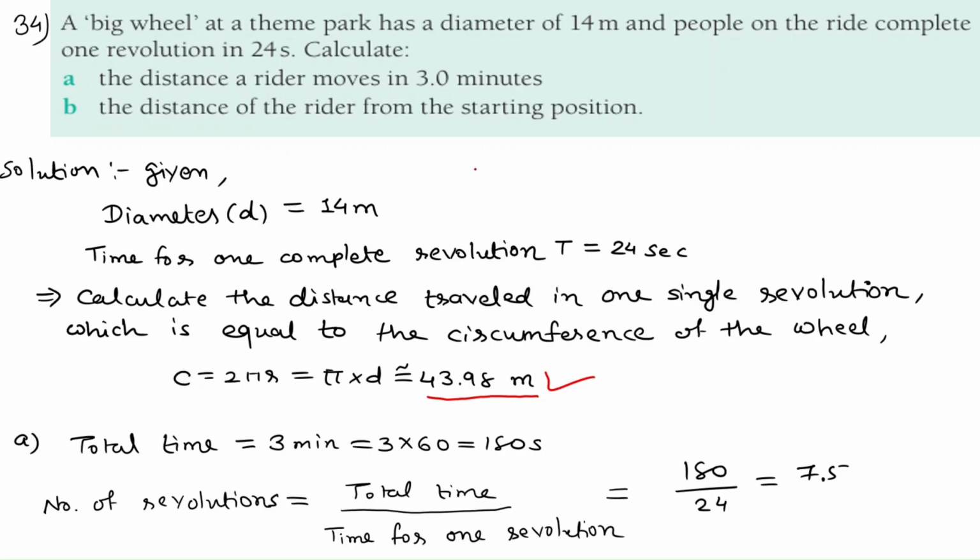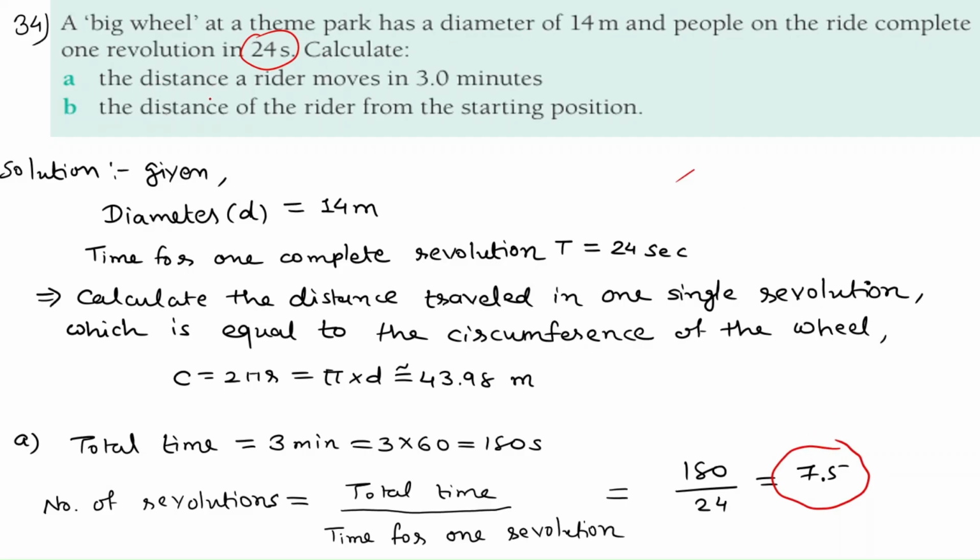Now they give us 3 minutes. So first convert into the SI base unit. So you have to multiply by 60 seconds, so it will be 180 seconds. Second is the SI base unit of time. Now, to find the distance, first we have to find how many revolutions it takes in 3 minutes. For that, the formula is total time upon time for one revolution. So 180 is the total time and the time for one revolution is 24 seconds. Now the answer is 7.5 revolutions in 3 minutes.